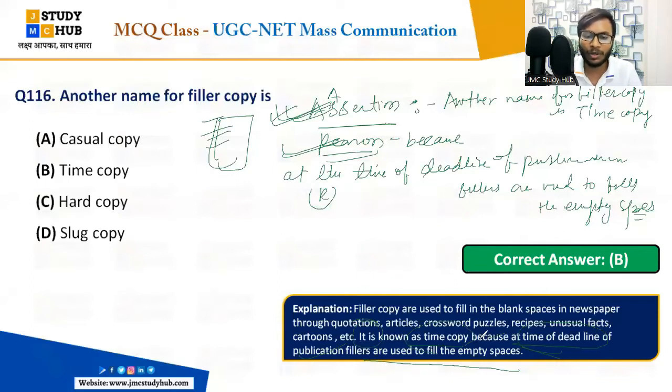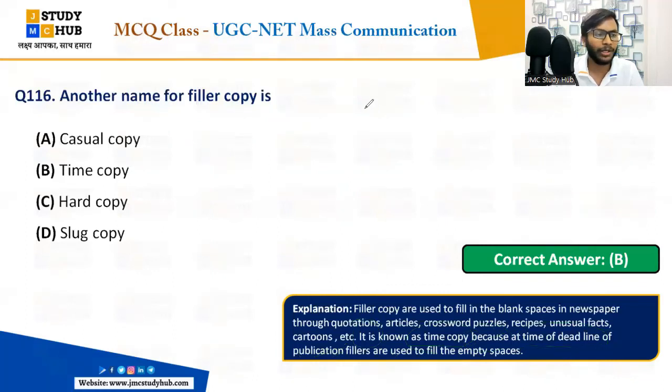So you also have to understand why it is called time copy. Why is it called time copy? You should also know this reason, because at the time of the deadline of the publications, fillers are used to fill the empty spaces. That's why it is called the time copy. Is it clear to everybody?